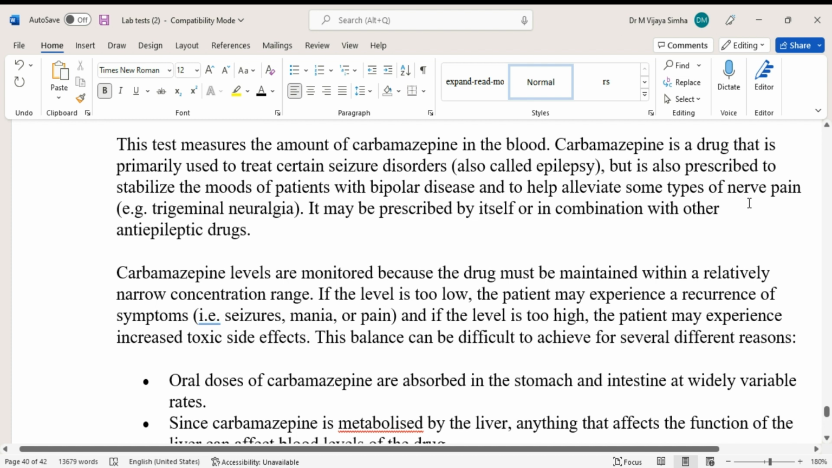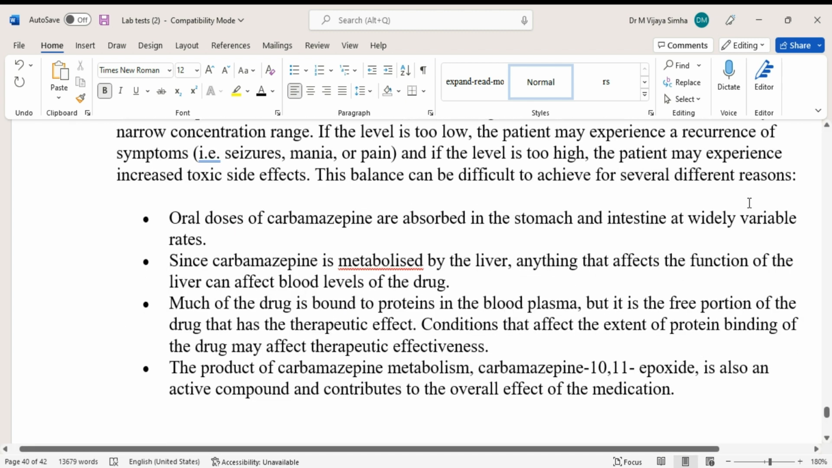Carbamazepine levels are monitored because the drug must be maintained within a relatively narrow concentration range. If the level is too low, the patient may experience a recurrence of symptoms. And if the level is too high, the patient may experience increased toxic side effects. This balance can be difficult to achieve for several different reasons.